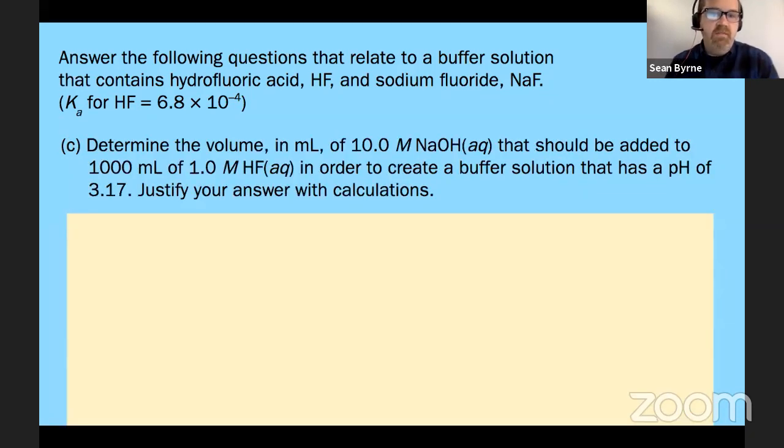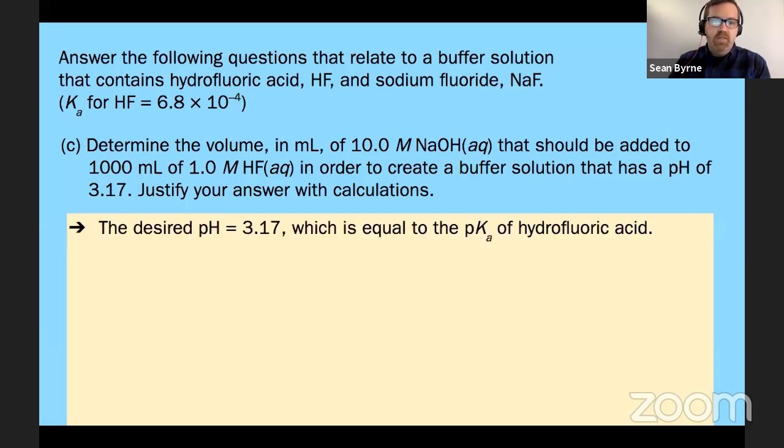Third question, determine the volume in milliliters of 10.0 molar NaOH that should be added to 1,000 milliliters of 1.0 molar HF to create a buffer solution that has a pH of 3.17. Justify with calculations. So the first thing we want to remember is that the desired pH is 3.17, so that's equal to the pKa of hydrofluoric acid.